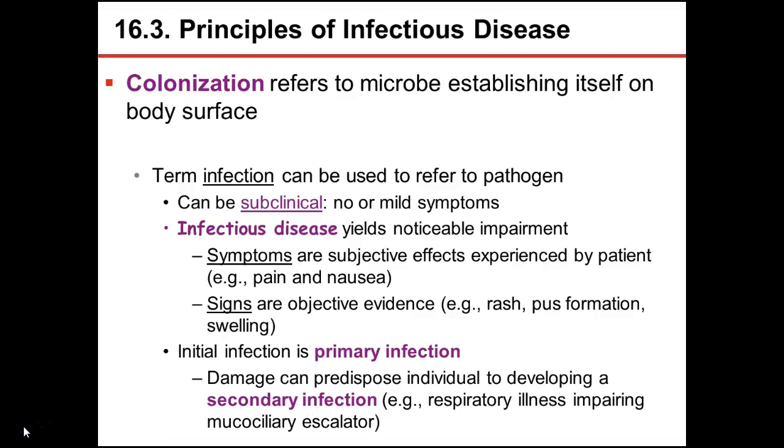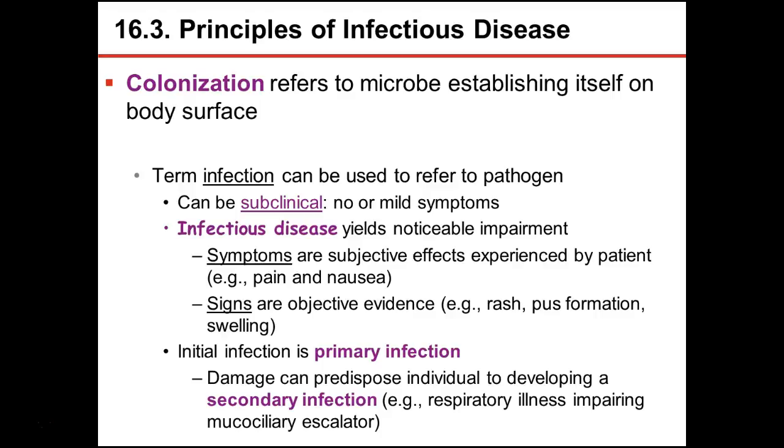Signs are what we call objective evidence. This is something we can actually see, such as a rash, pus, or swelling. And this is somewhere we can start isolating where the infection might be coming from, or start figuring out where to actually treat the patient. And so signs become much more useful in a clinical setting versus symptoms. The initial infection is what we call the primary infection.